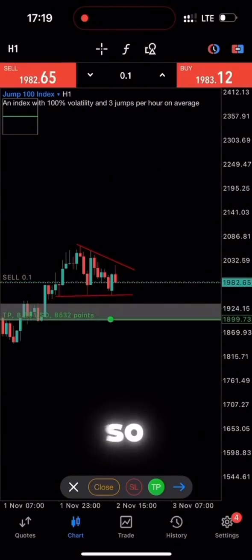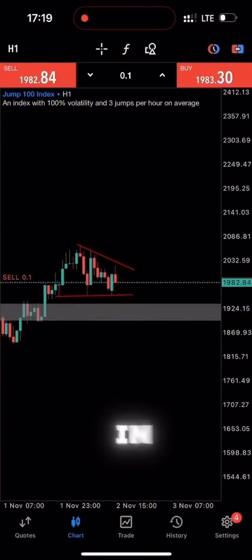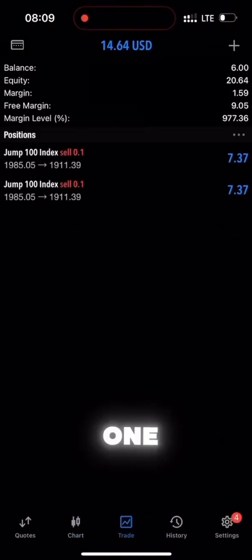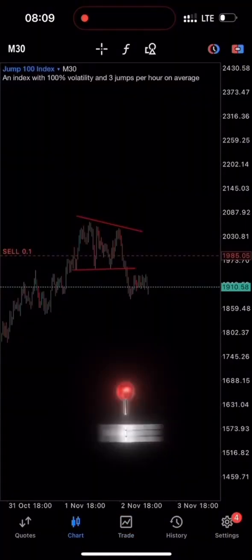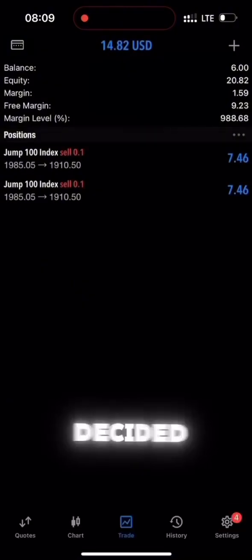I'm talking too much in this trade on Jump 100 in the 1 hour time frame. I've seen some similar trades such as this one. Why am I in profit here? Well, it decided to sell.